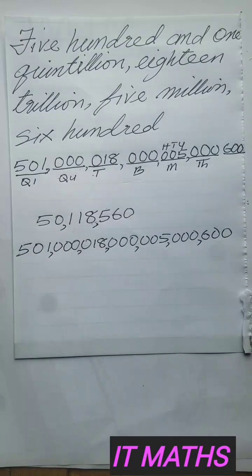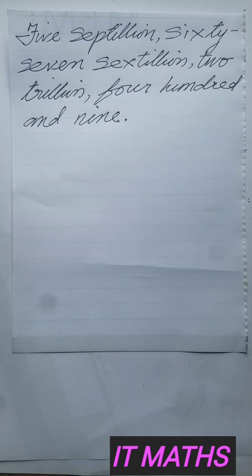I hope you understand. Before we end our video for today, try this one and please leave the answer in the comment section. I would like to read from you. 5 septillion, 67 sextillion, 2 trillion, 409. Now, if you are having any issues about what a septillion or a sextillion is, kindly watch our previous video and you understand what it is.